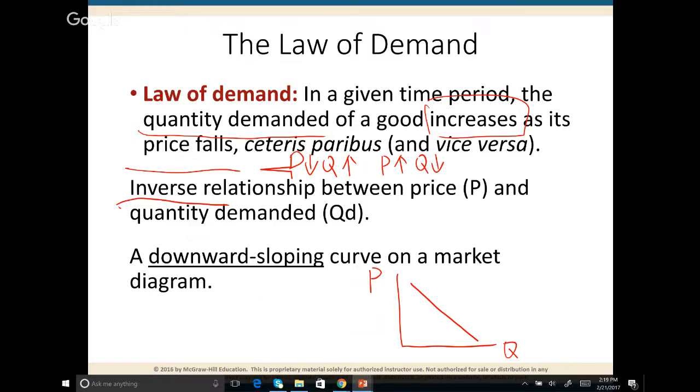Now, sometimes, not always, but sometimes you might see a vertical demand curve. You might see a horizontal demand curve. You might see a downward sloping demand curve, but you will never see an upward sloping demand curve. Okay, so it's only either downward sloping, vertical, or horizontal.